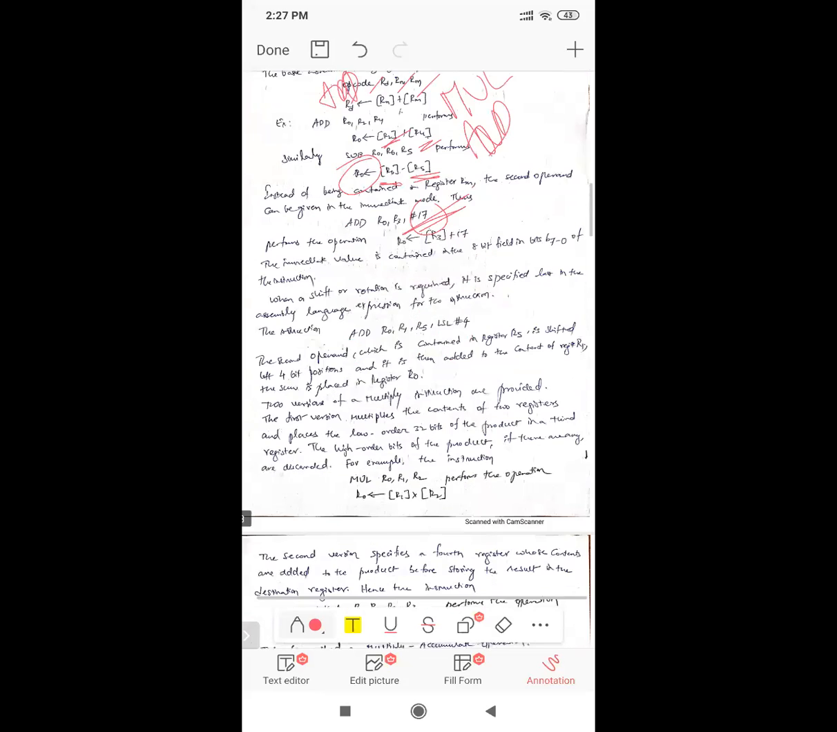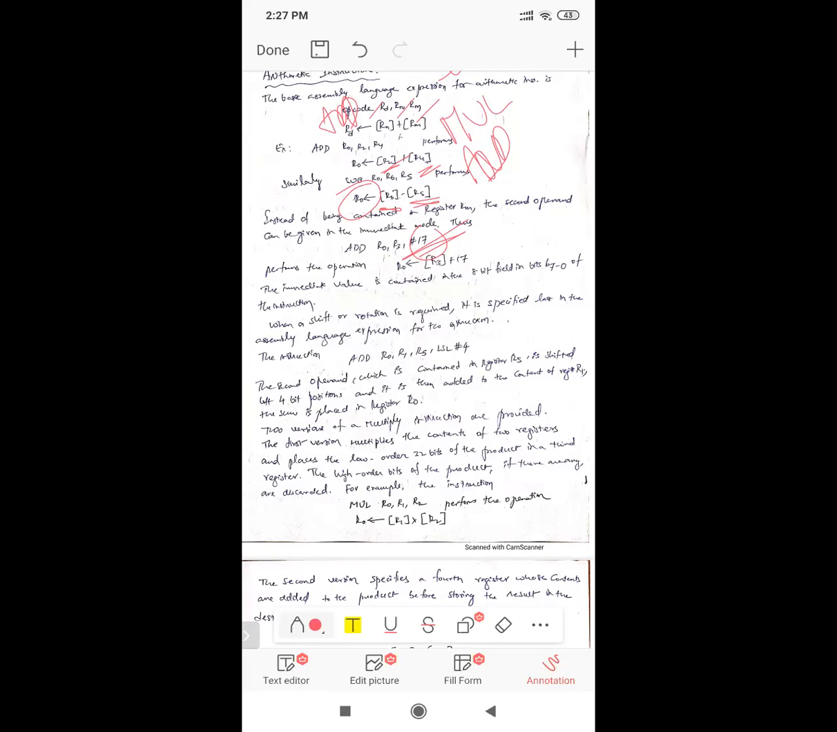And here, add R0, R3, #17. If a hash symbol is there before a number, it acts as an immediate operand. Directly, the value 17 is added to the contents of R3, and the result is transferred to the R0 register. Okay. This is one type of addition.